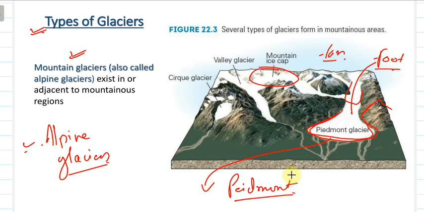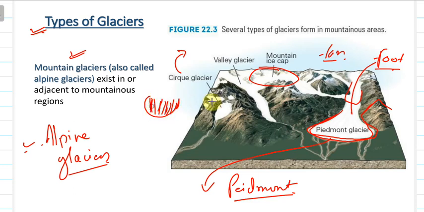Okay, Piedmont means present at the foot. Okay, then there is valley glacier, a type of mountain glacier which is present in the valley, and then there is a cirque glacier, which is also a type of glacier present in a bowl shaped landform.